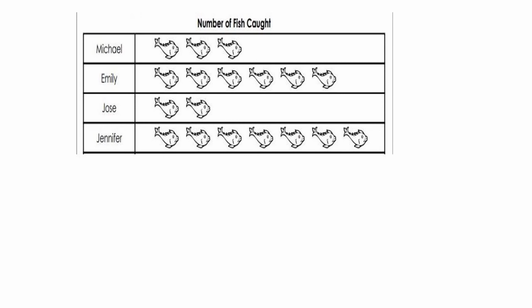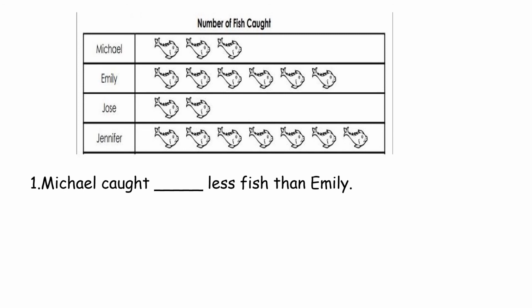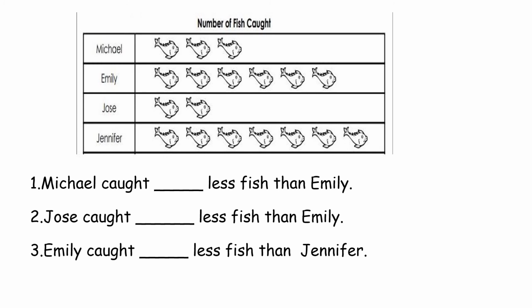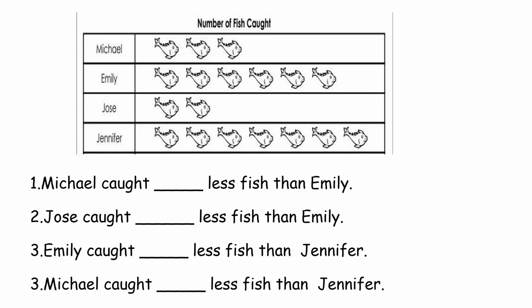Here I have a pictograph for you. Some children went fishing and they caught fishes. So let us see. We have Michael, Emily, Jose, and Jennifer. So you are going to do this exercise in your books. Michael caught less fish than Emily. Jose caught less fish than Emily. Emily caught less fish than Jennifer. Michael caught less fish than Jennifer. Remember, you are to match it, but now we are looking at how many less. So we are looking at the missing fishes to determine how many less fish the person caught. So you are going to pause the video and you are going to complete the exercise.